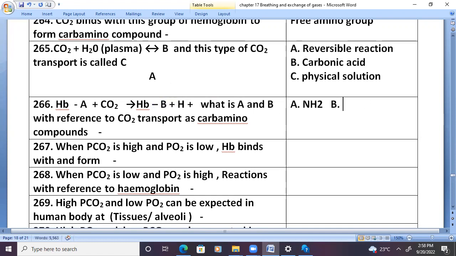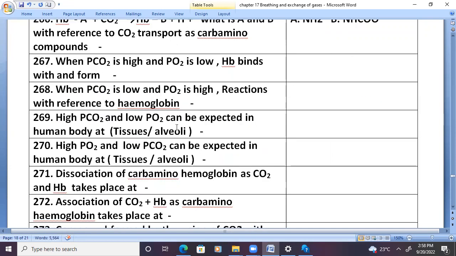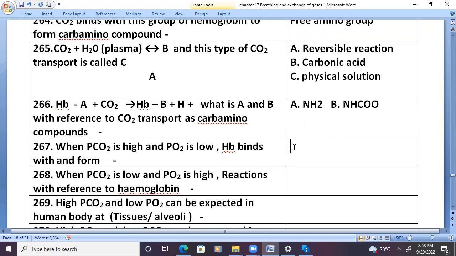That is NHCOO, carbamino, we can call. What is A and B with reference to carbon dioxide transport? We call it a carbamino compound. That means carbon dioxide binds with the amino group of hemoglobin protein, and that forms carbamino hemoglobin, a carbamino compound.